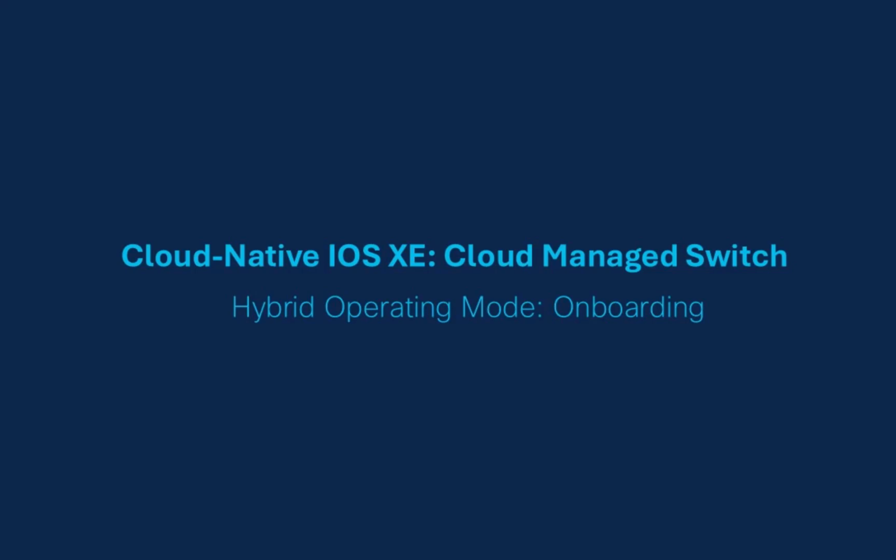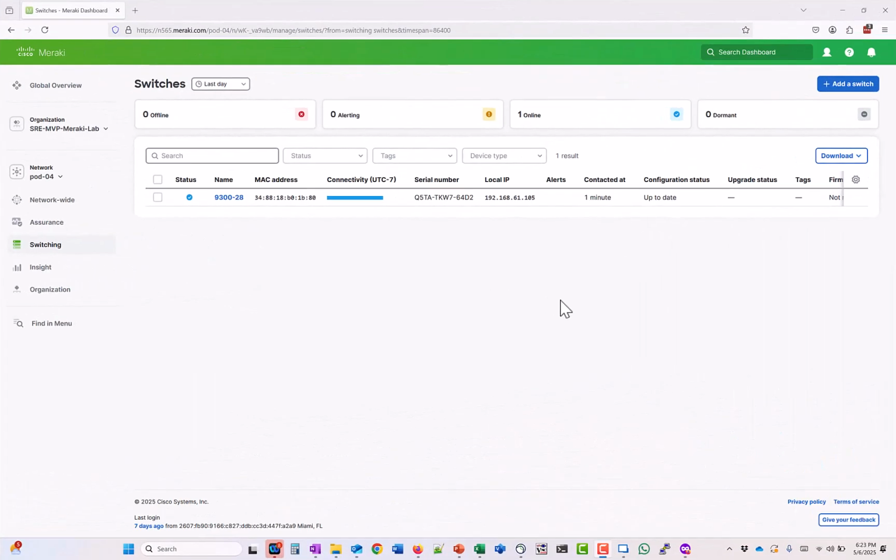In this video, I will demonstrate how to onboard a Cisco Catalyst switch into hybrid operating mode to be cloud managed by the Meraki Dashboard. After logging into the Meraki Dashboard and navigating to the Pod 4 network, and then navigating to Switching, Switches on the left-hand side menu, you will notice that there are no switches in the network that are labeled as hybrid.